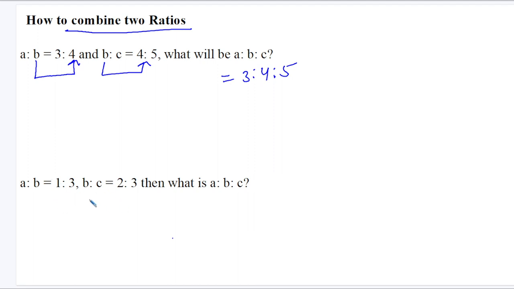And for the next one, we have A is to B 1 is to 3 and B is to C 2 is to 3. B here is 3 and here B is 2. It's not the same. The common variable is still B, but it's not the same value in both the ratios. So what we need to do? We'll make the value same. B is 3 in one ratio and B is 2 in the other ratio.